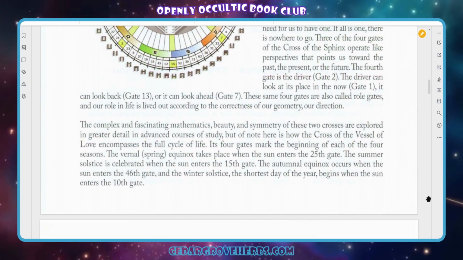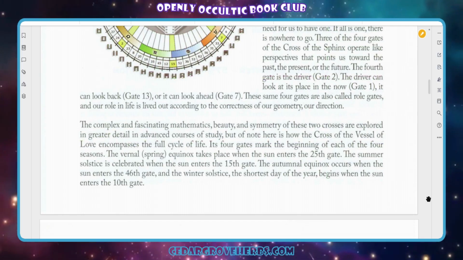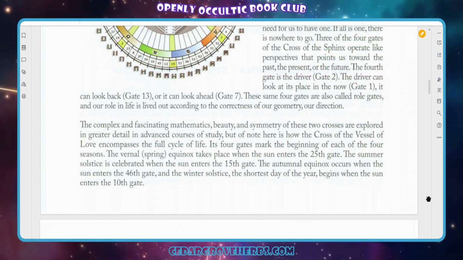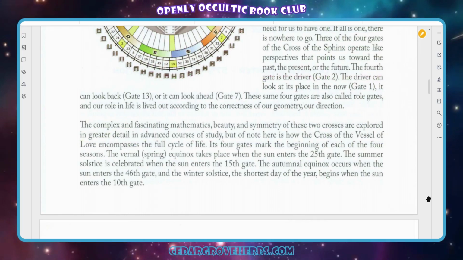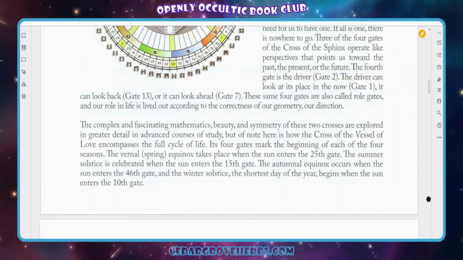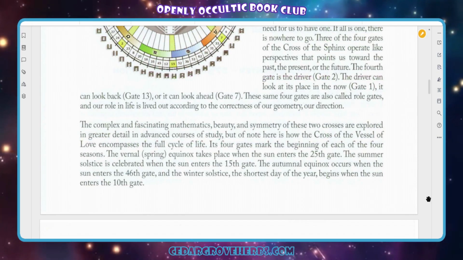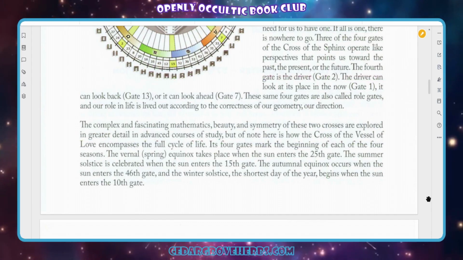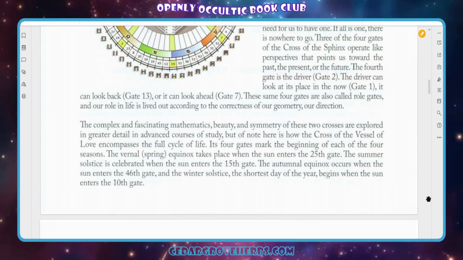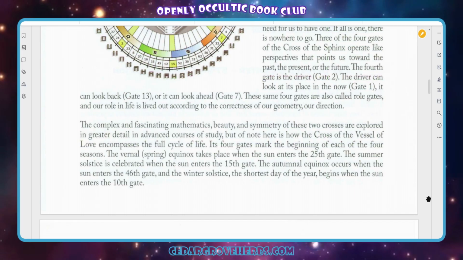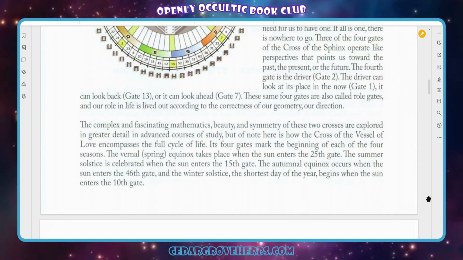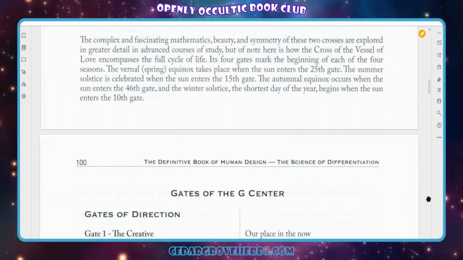The complex and fascinating mathematics, beauty, and symmetry of these 2 crosses are explored in greater detail in advanced courses of study. But of note here is how the cross of the vessel of love encompasses the full cycle of life. Its 4 gates mark the beginning of each of the 4 seasons. The vernal or spring equinox takes place when the sun enters the 25th gate. The summer solstice is celebrated when the sun enters the 15th gate. The autumnal equinox occurs when the sun enters the 46th gate, and the winter solstice, the shortest day of the year, begins when the sun enters the 10th gate. Now, that's very interesting, and that's good.